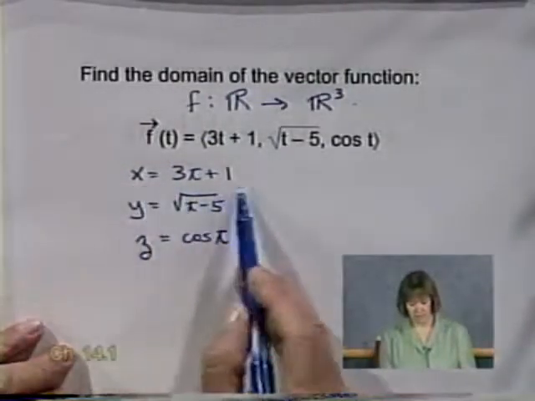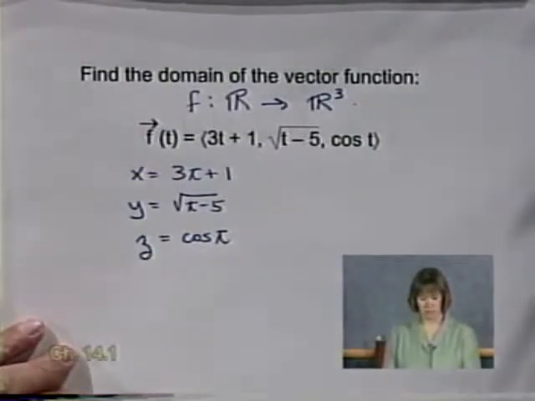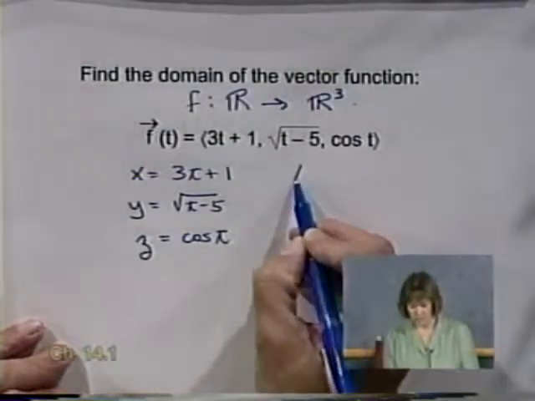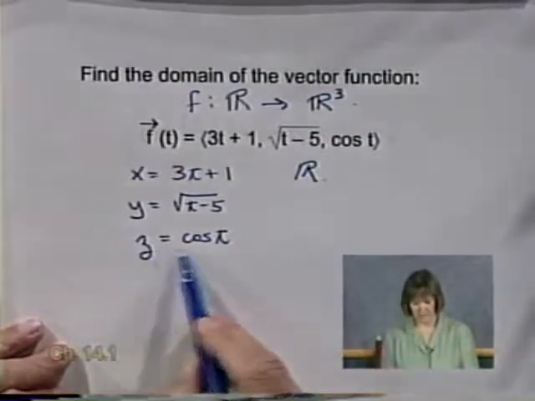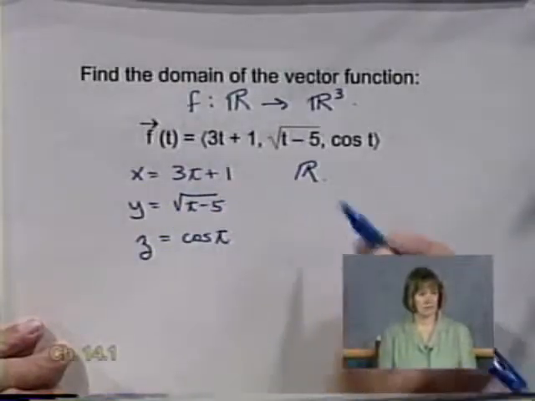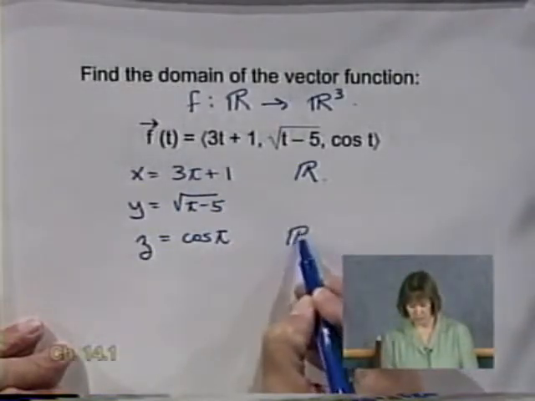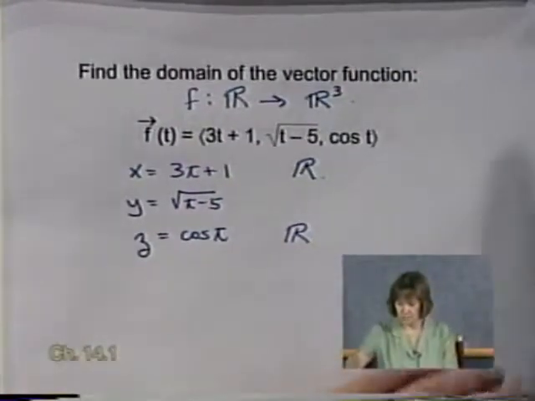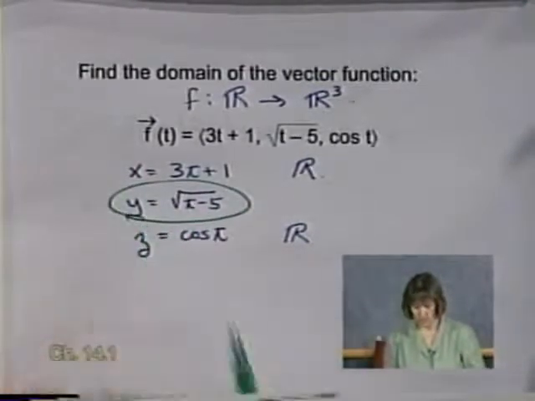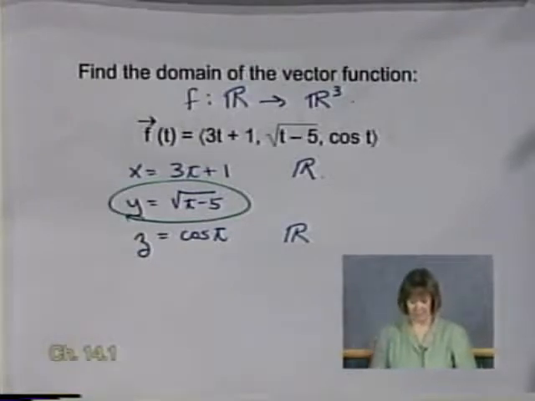So looking at the first function, x equals 3t plus 1, I go, well, gee, that's defined for anything. I can take anything, multiply it by 3, and add 1. So that's all the reals. I look at z equals cosine t. Cosine, you know what cosine looks like. It's going down, up, down, up, down, up. Its domain is all reals. So the only guy that's going to be a problem is this one right here: y equals square root of t minus 5.